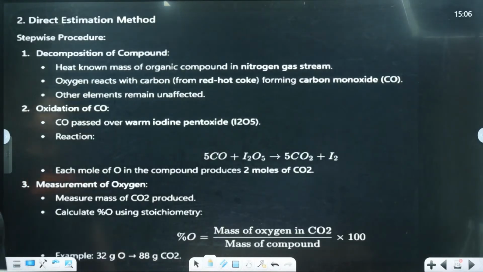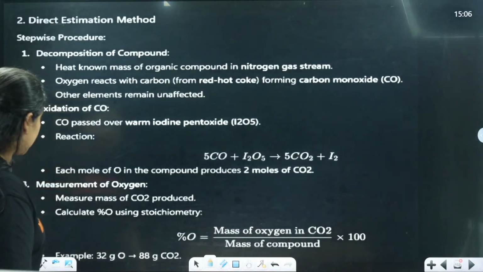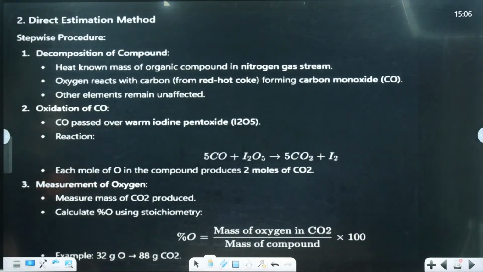Here the stepwise procedure is there for the decomposition of the compound, then the oxidation to CO, and the measurement of the oxygen. So this is the direct estimation method, easy and stepwise.